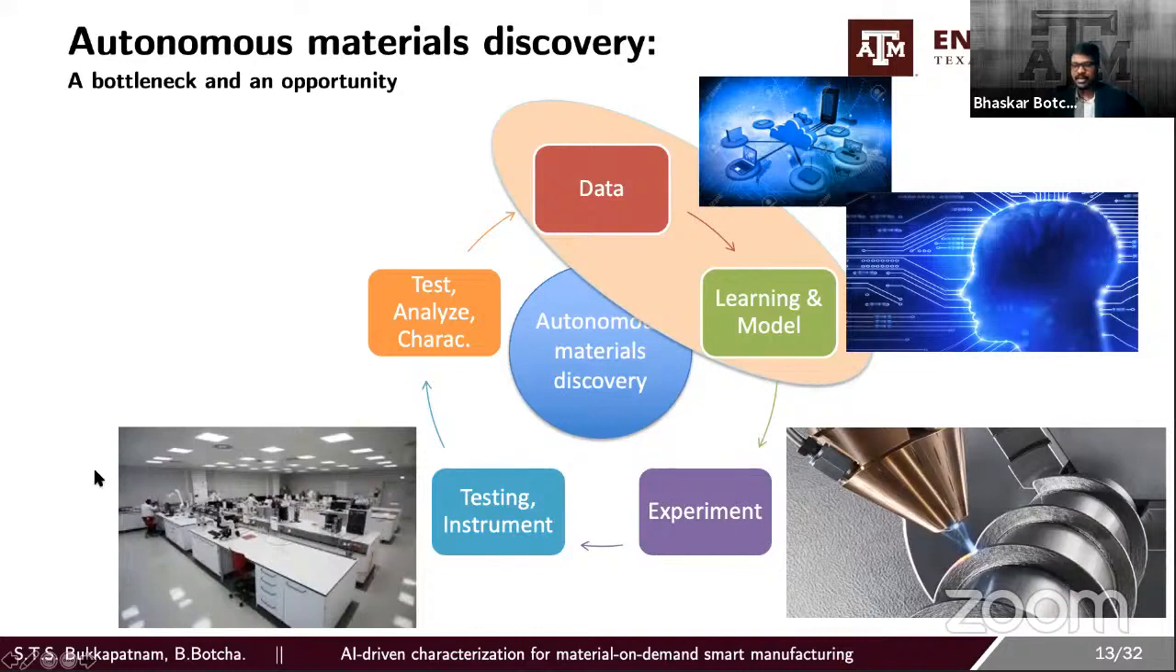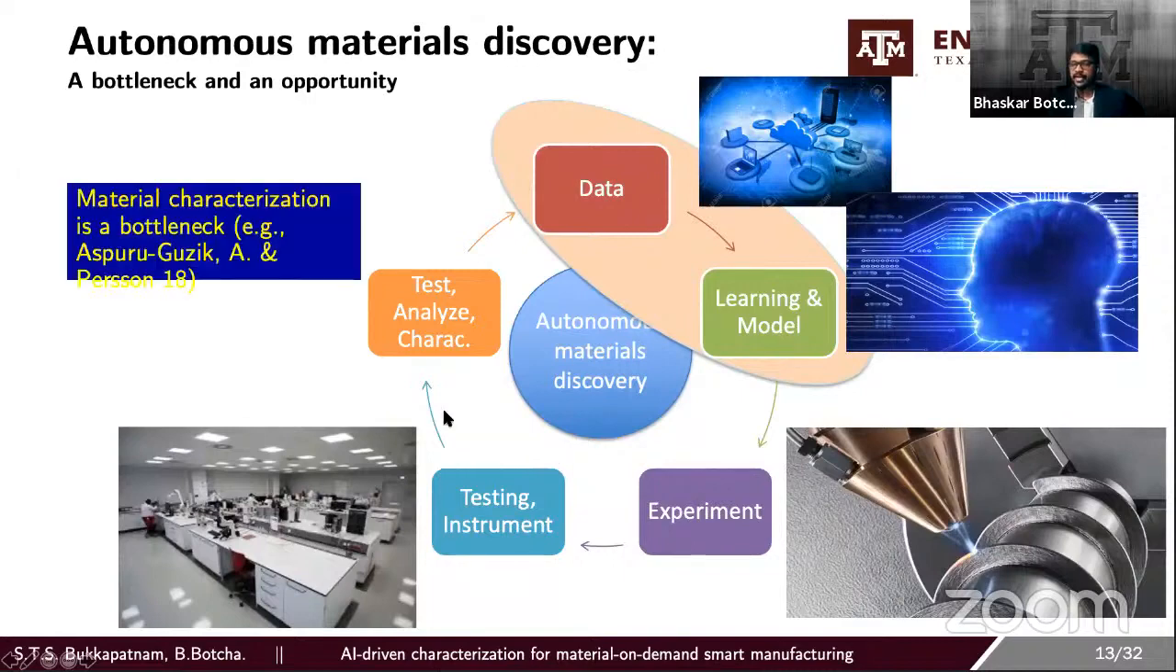So we have the experiments and the testing and instruments, which can help us discern the properties of the particular part we have done the experiment on. And the critical part here is testing, analyzing, and characterization of these parts. Characterization is the major bottleneck, as discussed in this 2018 paper.